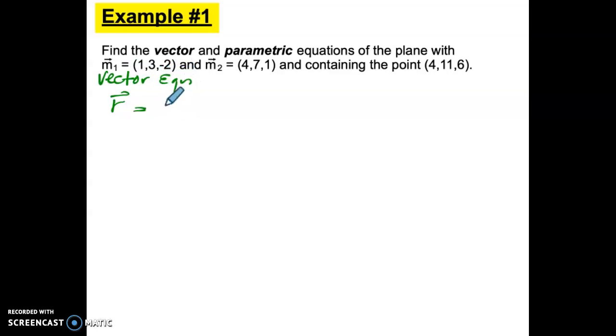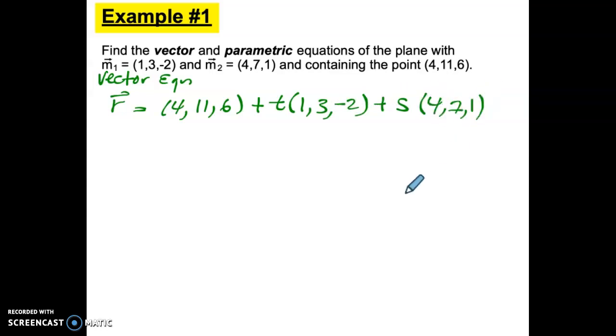So it's going to be r equals the point, which in this case is (4, 11, 6), plus t times that first direction vector, our m1. And the order of the direction vectors actually doesn't matter. Plus s times our second direction vector, where t and s are real numbers. So there's our vector equation.